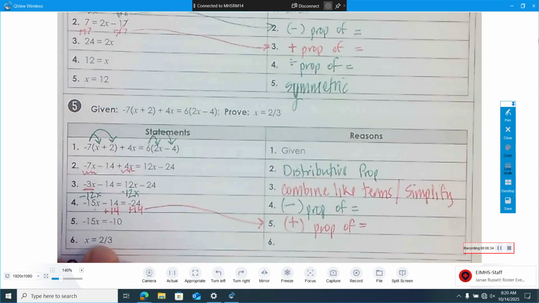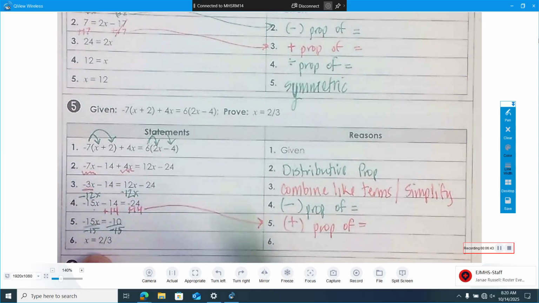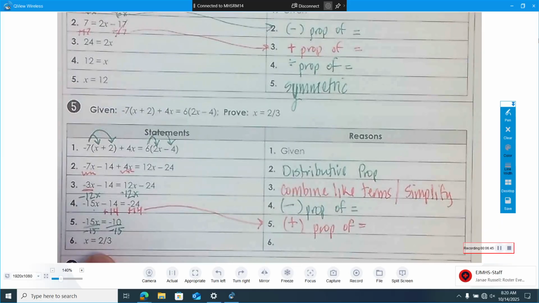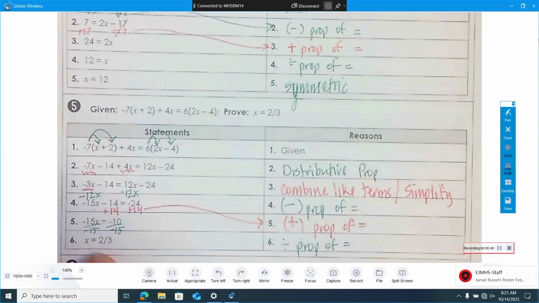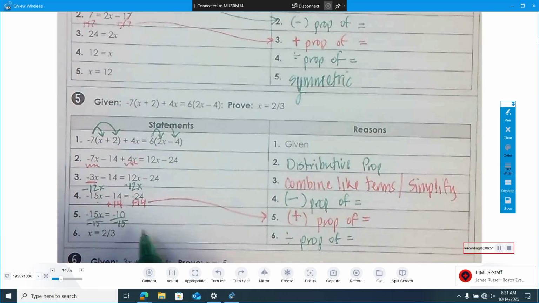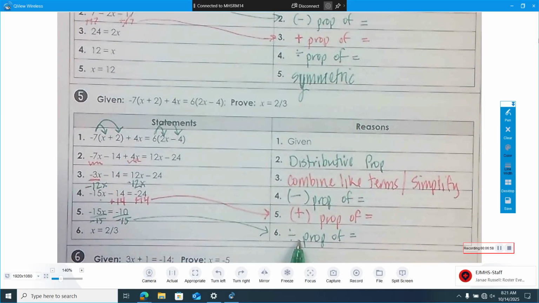All right, and the very, very last step. Divide. Yeah, they divided both things by negative 15, and that 10 over 15 reduces to 2/3. So that is the division property of equality. And so again, it's important that you understand how these things work. It's the intermediate step that is the justification for the next line down. It can get messy if you're not very careful, so keep that in mind.